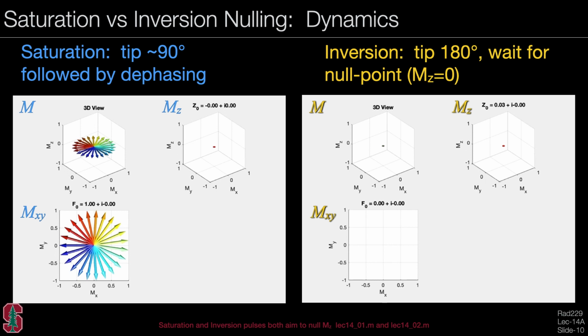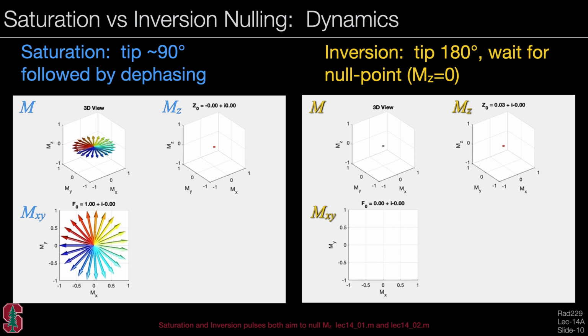So here's just a little movie comparing the saturation, where we're going to tip by 90 degrees followed by dephasing, and here you see the target effect on the left. In a 3D view, you see the MZ component on the right, and at the bottom you see the transverse magnetization, which is dephased here, so it should cancel to 0. On the right, you see the target for inversion nulling, where we tip 180 degrees and we wait for the null point, and here the magnetization truly is at 0 if we're successful here.